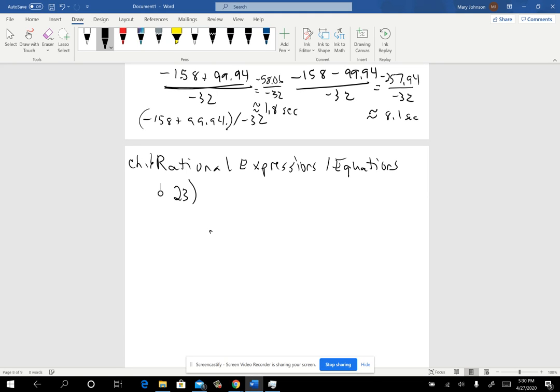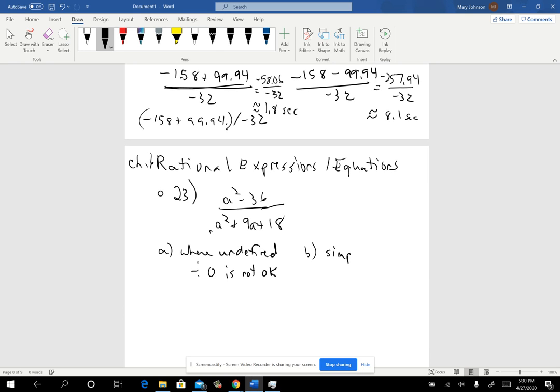Number 23 was one where they gave you an expression, and they asked two questions. One of them was to figure out for what values it was going to be undefined. That has to do with division by 0 not being allowed. So you look for where you have a 0 in the denominator. And then the other part is to write it in lowest terms, or to simplify.